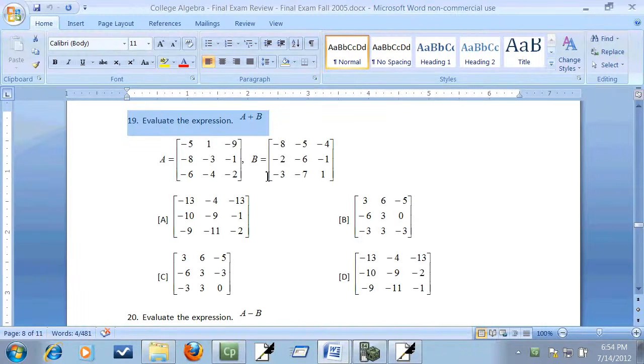Let's take a look at number 19. And we'll do it on the calculator first, and then we'll do it by hand. It says evaluate the expression. They want us to add two matrices together. Well, first thing we need to do is enter those matrices in.